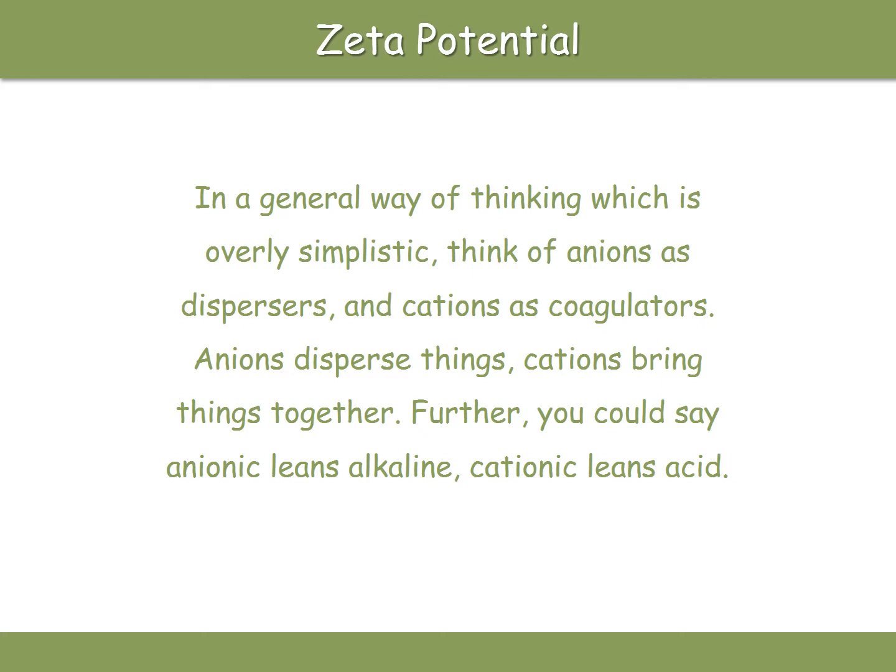In a general way of thinking, which is overly simplistic, think of anions as dispersers and cations as coagulators. Anions disperse things, cations bring things together. Further, you could say anions lean alkaline and cationic tends to lean acid.